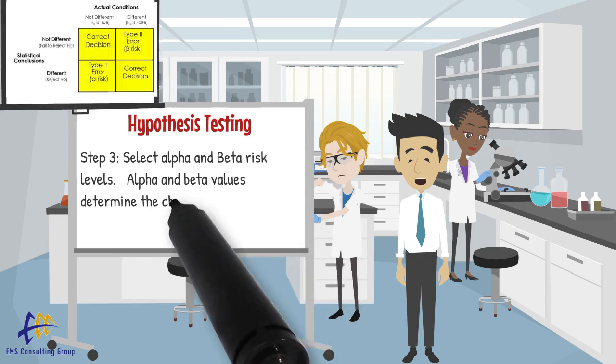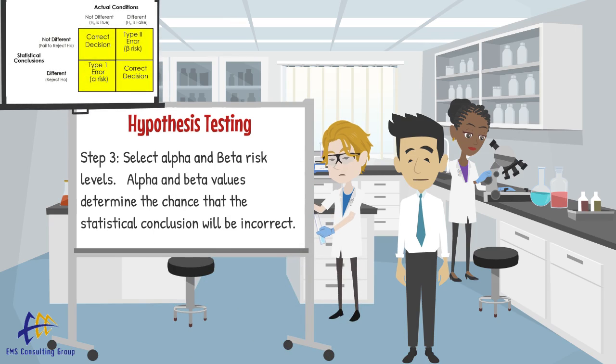Step 3, select alpha and beta risk levels. Alpha and beta values determine the chance that the statistical conclusion will be incorrect. There are two types of errors, cleverly called type 1 errors and type 2 errors. Alpha is the probability of a type 1 error, concluding that there is a difference when in reality there is not. Beta is the probability of a type 2 error, concluding that there is no difference when in fact there is. Most commonly, alpha is set to 0.05 and beta to 0.10.